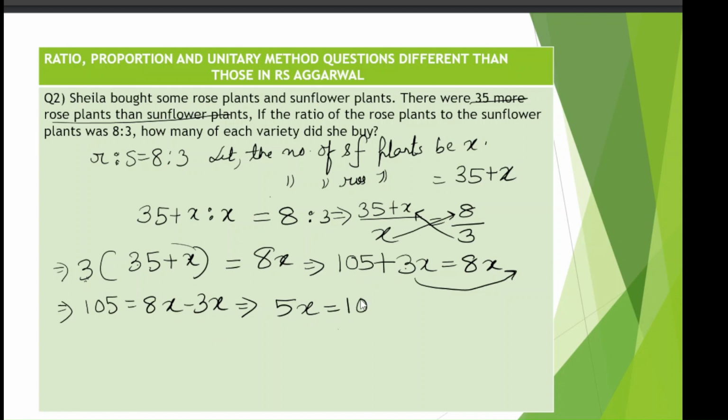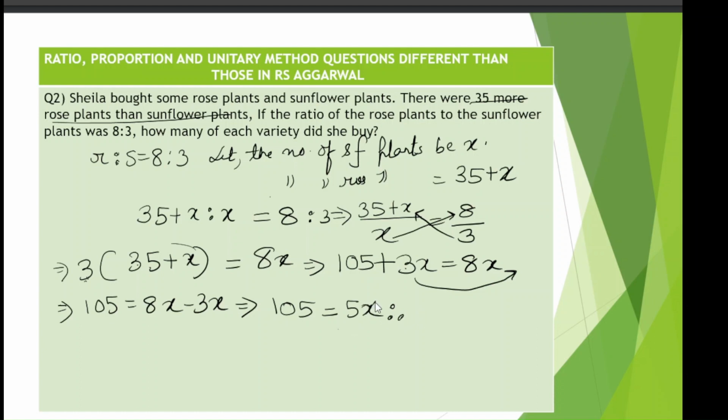5x equal to 105. Okay, I'll just erase this. I don't want to confuse people. 105 is on the left hand side. Let it remain on the left hand side. Then equal to, and then 8x minus 3x is equal to 5x, right? Therefore, x will be how much?